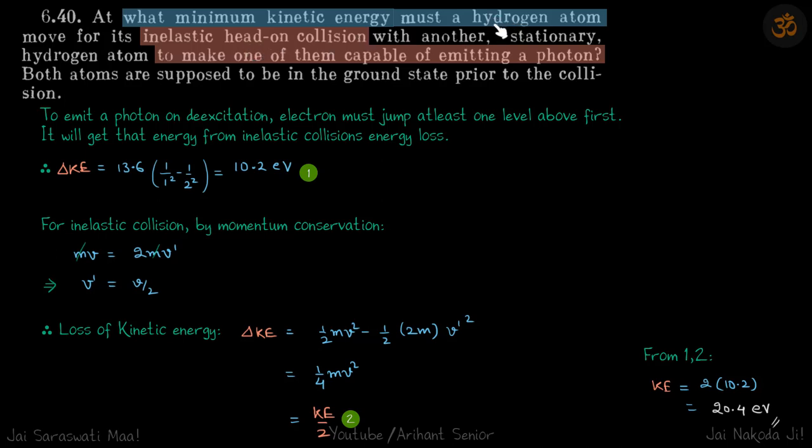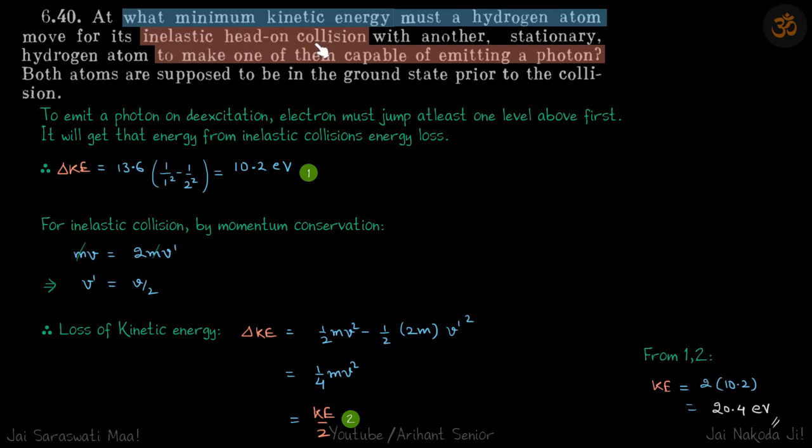A hydrogen atom goes through an inelastic head-on collision with another hydrogen atom, and it seems that one of them emits a photon. So in order for that to happen, what should be the minimum kinetic energy of our initial hydrogen atom? When the inelastic head-on collision happens, some energy is lost. So we have to assume that all that lost energy is given to one of the hydrogen atoms that then emits a photon. And if it has to emit a photon, it should go to at least one excited state.